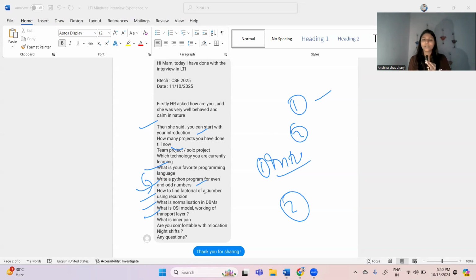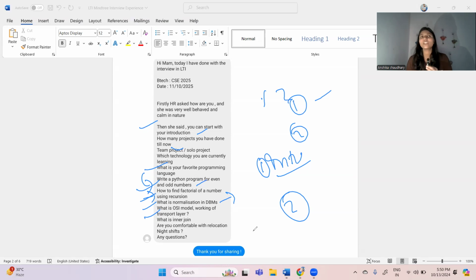So this is quite a simple program, right? You can perform a modulus 2 operation and find whether a number is even or odd, right? Then the next question was how to find the factorial of a number using recursion. So this is again a very simple program. And then the next question was what is normalization in DBMS? So this question is from DBMS.